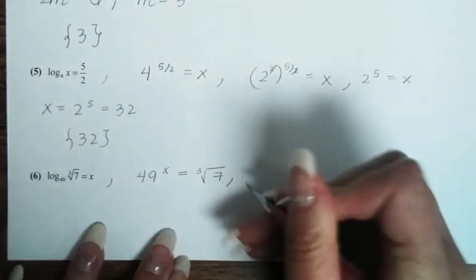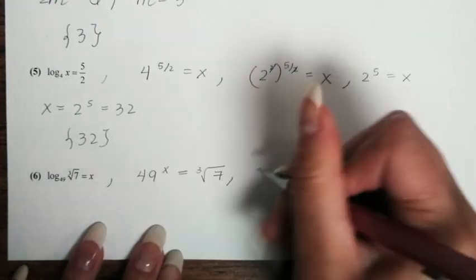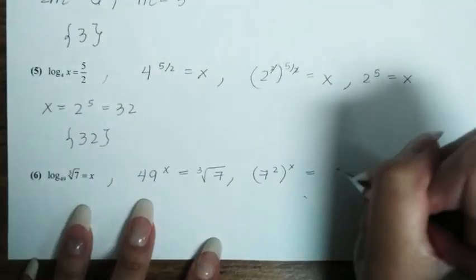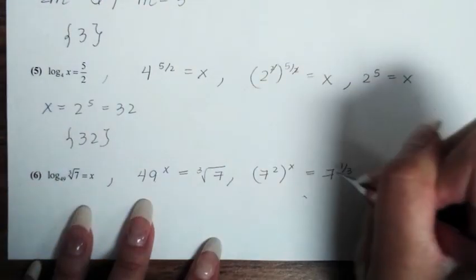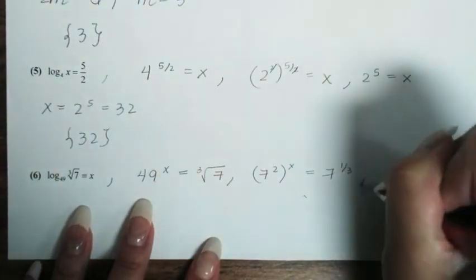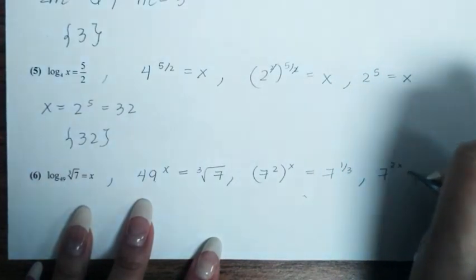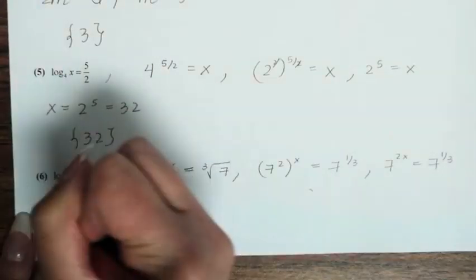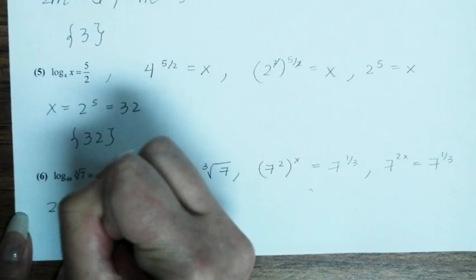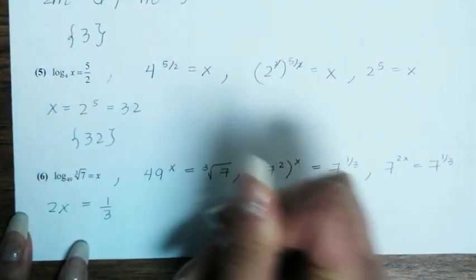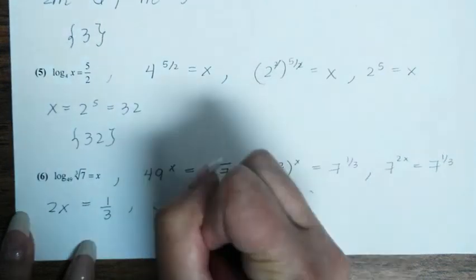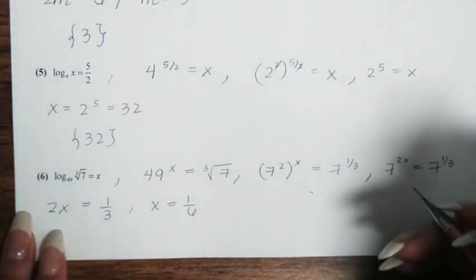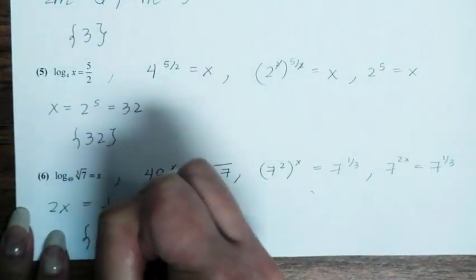So what you recognize here is that 49 is what? 7 squared. And you know that cube root of 7 is the same as saying 7 to the power of 1 over 3. So what do you have here? You have that 7 to the power of 2x is equal to 7 to the power of 1/3. So from here you can see that 2x is going to be equal to 1 over 3. When I pass this to dividing, I know that x is going to be equal to 1 over 6. So your result for this one is going to be 1 over 6.